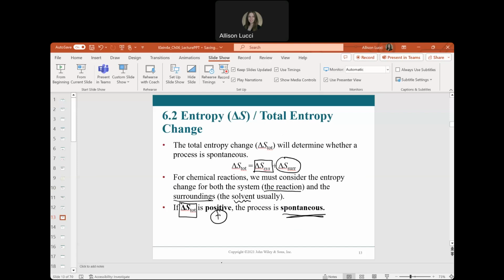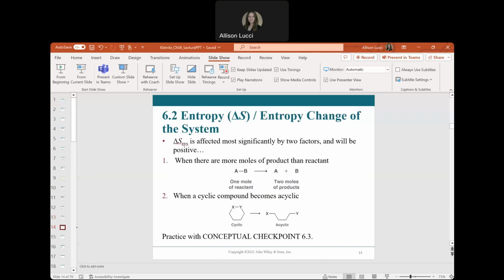So again, we don't just look at the change in entropy, but we would also consider a change in enthalpy. And we'll look at that in section 6.3 when we combine these two terms. But the last slide that we want to look at here is, again, just referencing the system itself. And we'll look at two factors that affect whether or not the entropy change of our system is going to be positive or negative.